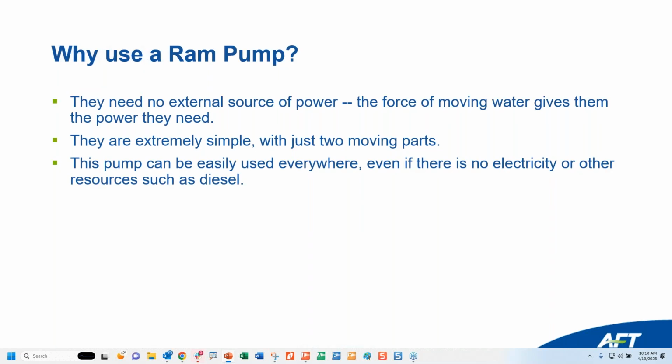And as a matter of fact, we're working on a project with a nonprofit organization in El Salvador that is designing a ram pump to deliver water to a village in El Salvador. So we might not see ram pumps at great scale, but it's still used in some places where there's no electricity or other source of energy.